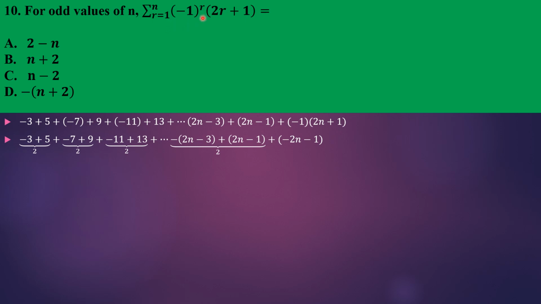Because r is odd, n minus 1 will be even. So this negative 1 here would actually be positive. So you put n minus 1 here, you actually have 2 into n minus 1 plus 1, which gives you 2n minus 1, which is this term.